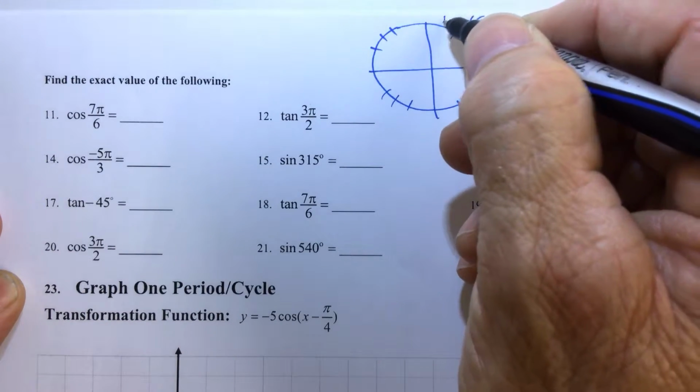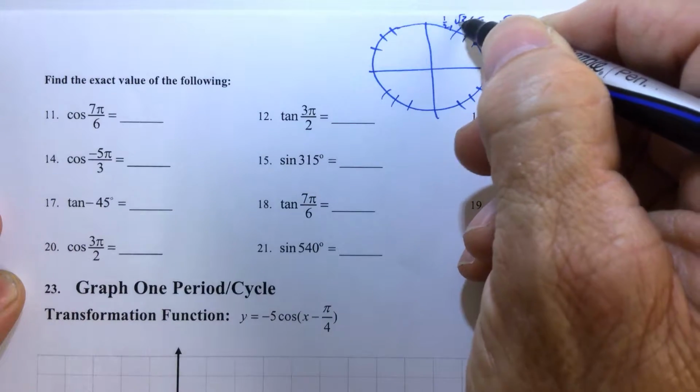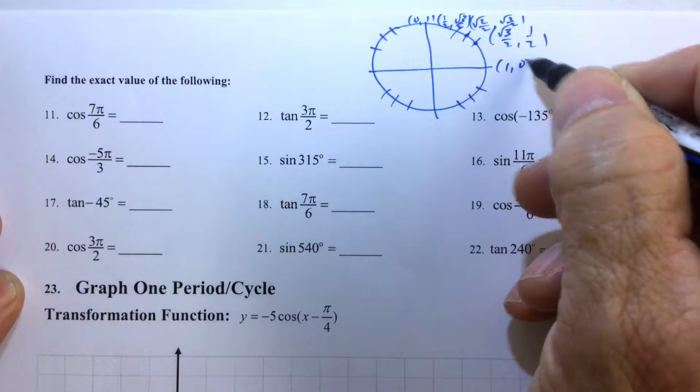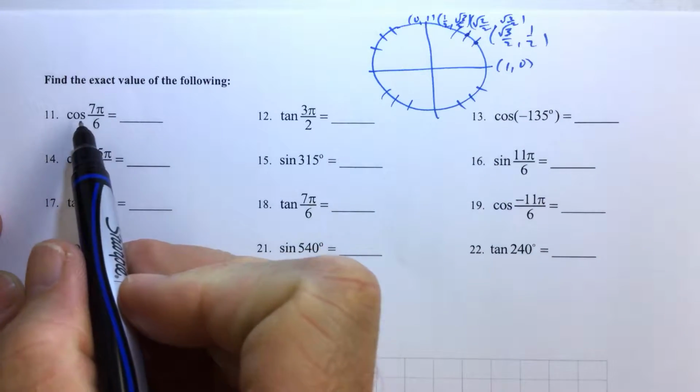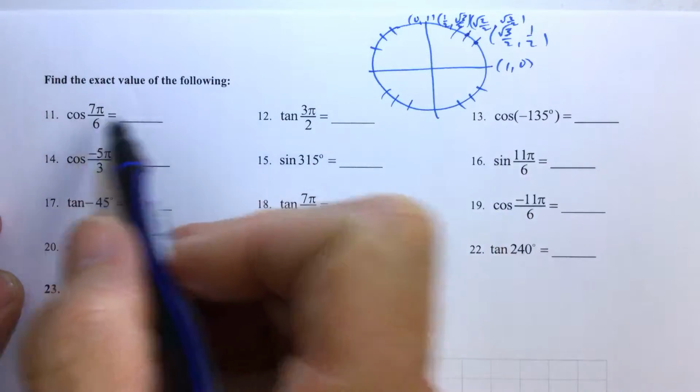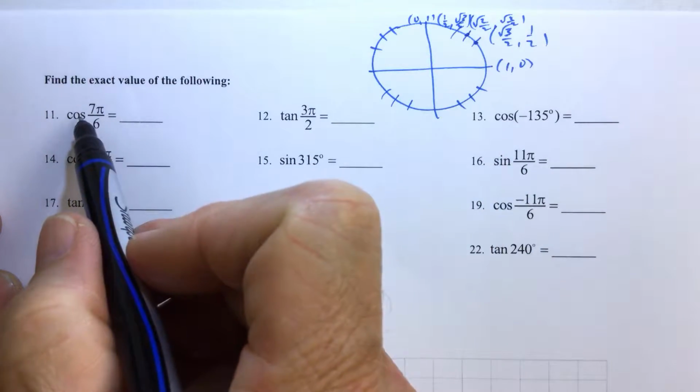So if you just know the unit circle in the first quadrant, if you know those values, 0, 1 and 1, 0, then when you're finding cosine, you're just finding the x coordinate. So if you just memorize the first quadrant and you can locate the angle, then you're good. So here's how it goes.